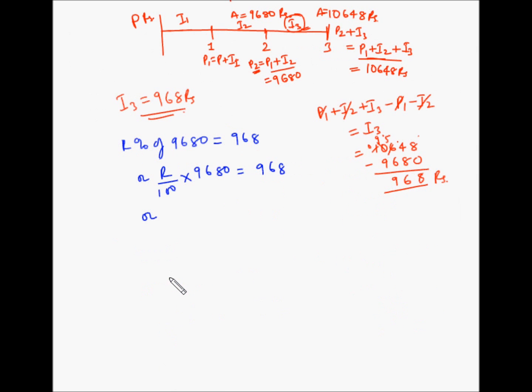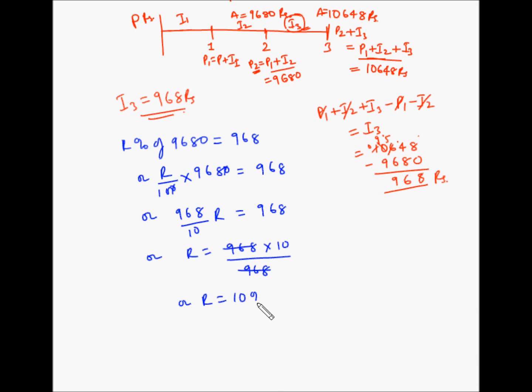Or, so we can cancel this 0 with this 0. 968 divided by 10 R is equal to 968, or R is equal to 968 multiplied by 10 divided by 968. This 968 gets cancelled from the numerator and the denominator. So, R is equal to 10%.